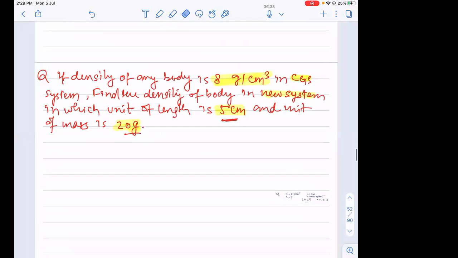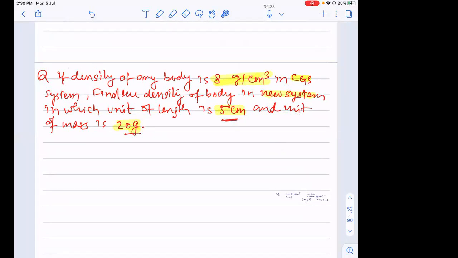Read it first for cross checking. If density of any substance is 8 gram per centimeter cube in CGS system, find the density of body in new system in which unit of length is 5 centimeter. Similar to that question which we just now did. Unit of mass is 20 gram. That's all. T का कुछ भी नहीं है तो छोड़ दो.